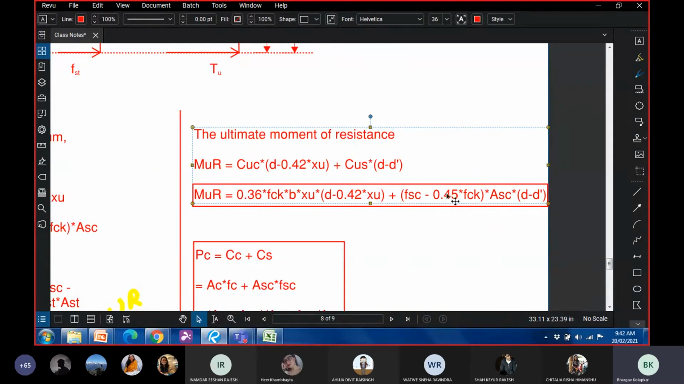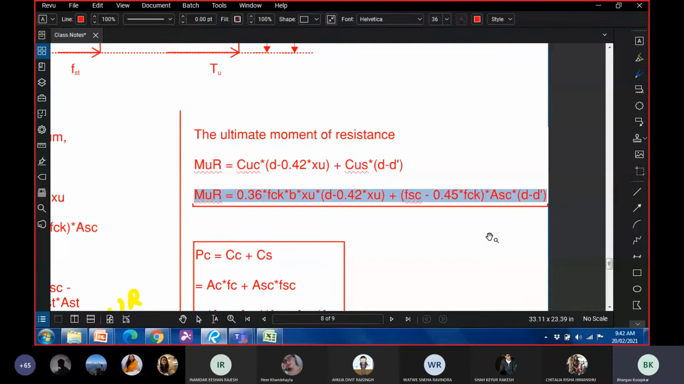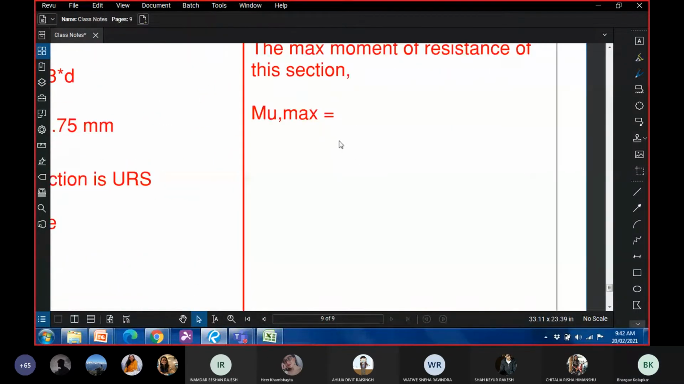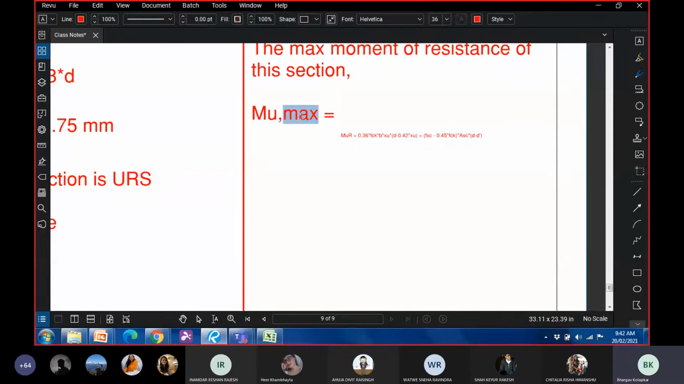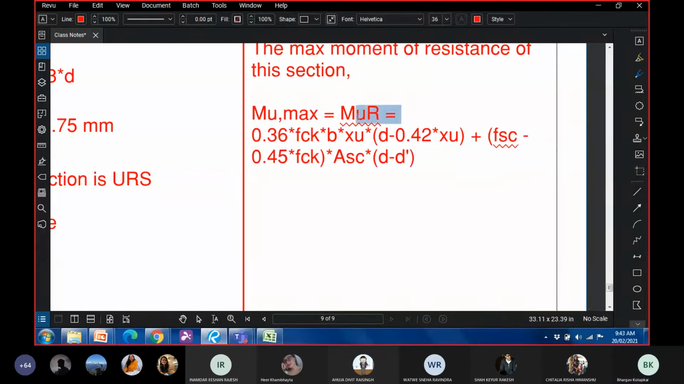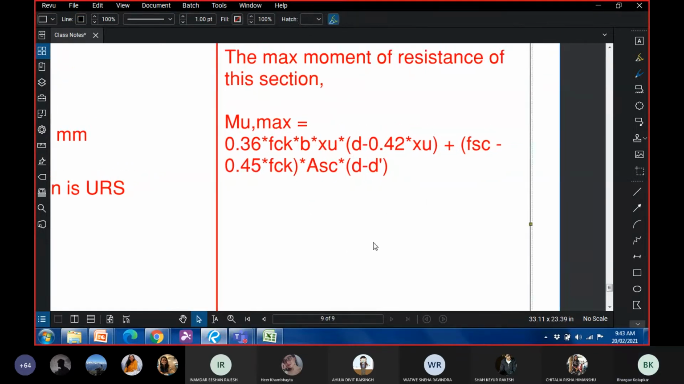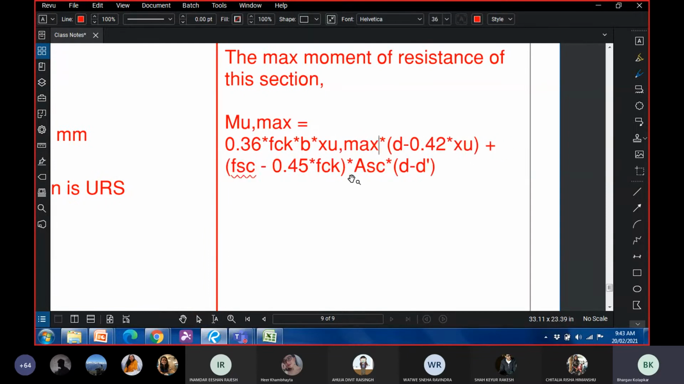So we already have an equation for Mur. We just have to replace xu by xu max. So 0.36 FCK B into xu max, (d minus 0.42 times of xu max), plus (FSC minus 0.45 FCK) ASC into (d minus d dash).